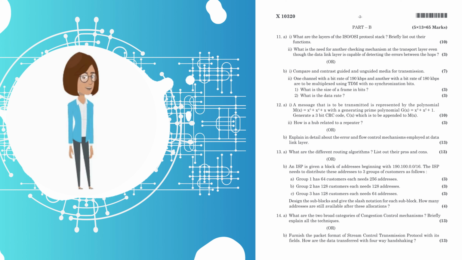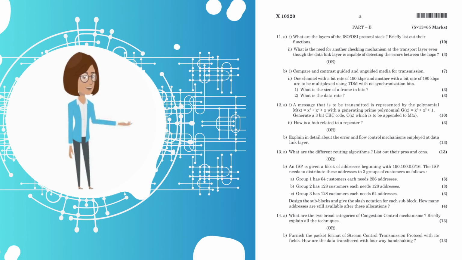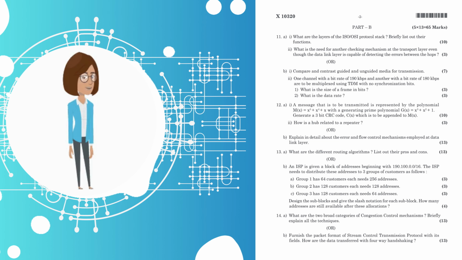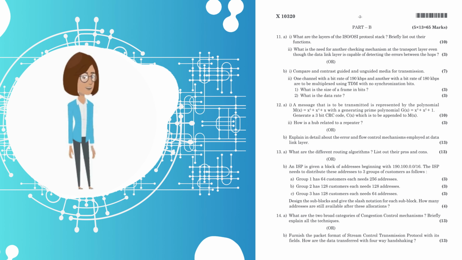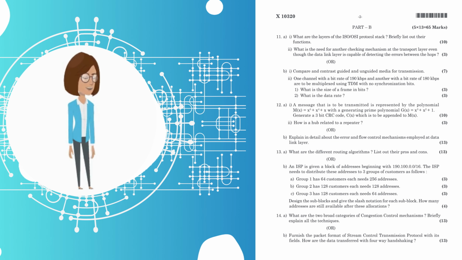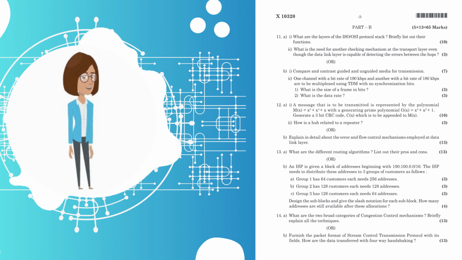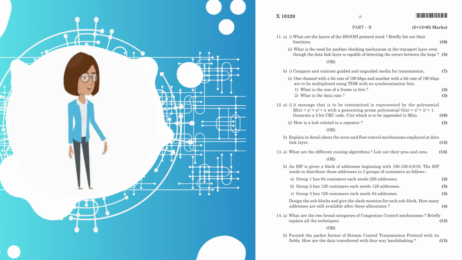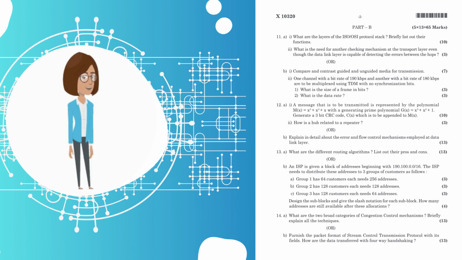13a. What are the different routing algorithms? List out their pros and cons. Or B. An ISP is given a block of addresses beginning with 190.100.0.0/16. The ISP needs to distribute these addresses to 3 groups of customers as follows.